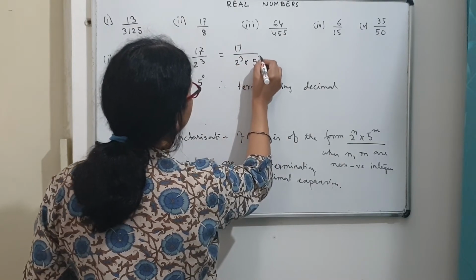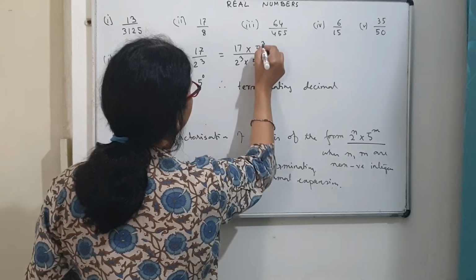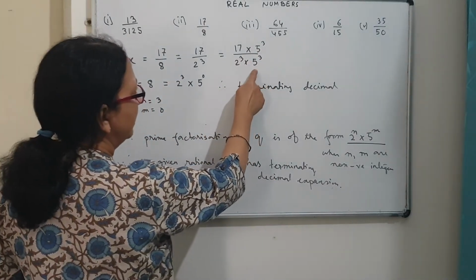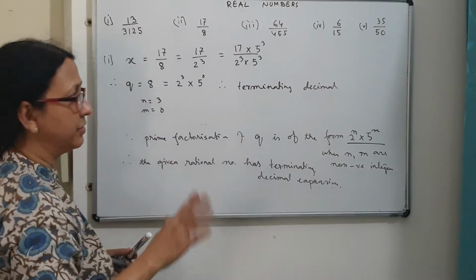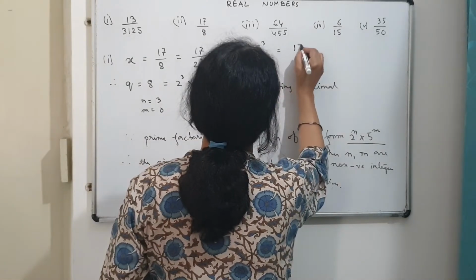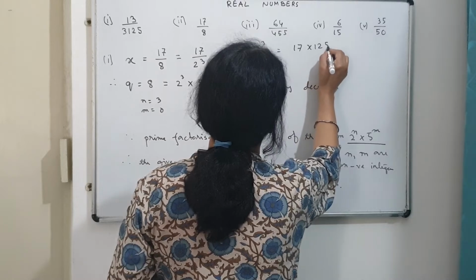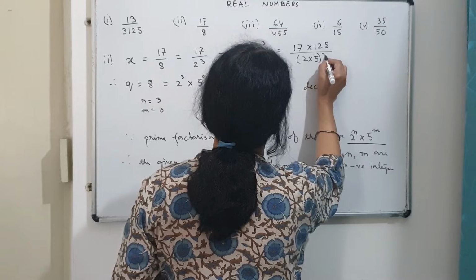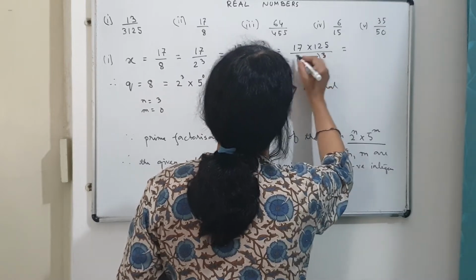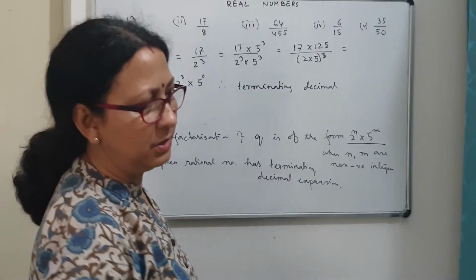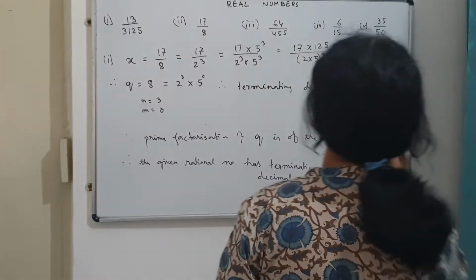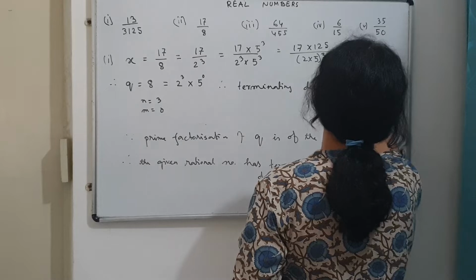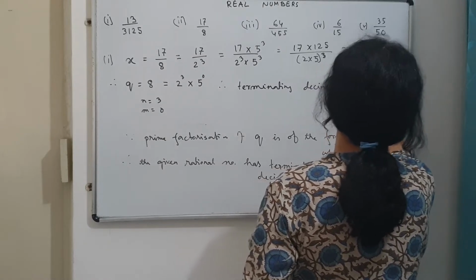5 cube into 5 cube, so that the powers of both 2 and 5 are now the same. Since I have divided and multiplied, it remains unchanged. So 17 into 125 divided by 2 into 5 whole cube. Again, if you know the table of 17, you can find the value. 17 into 125 is 2125. So it is 2125 over 10 cube.